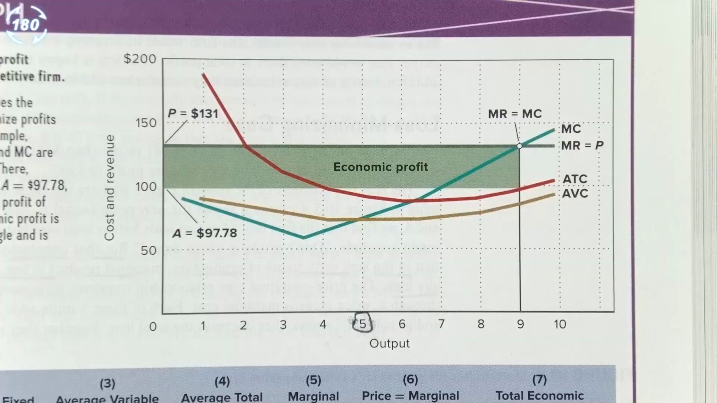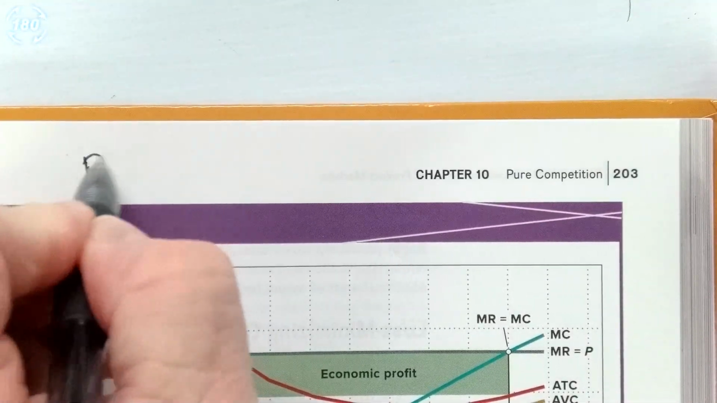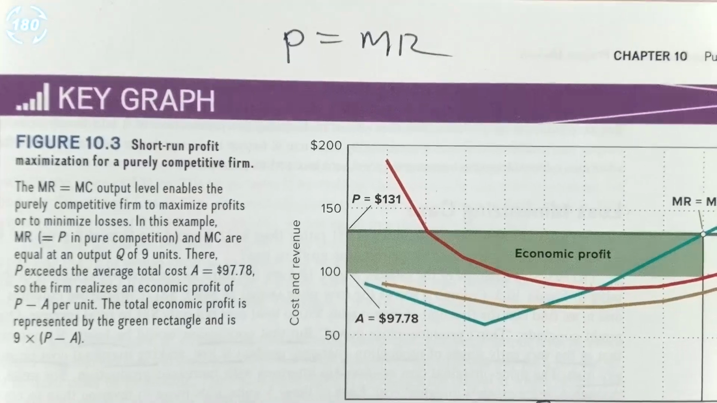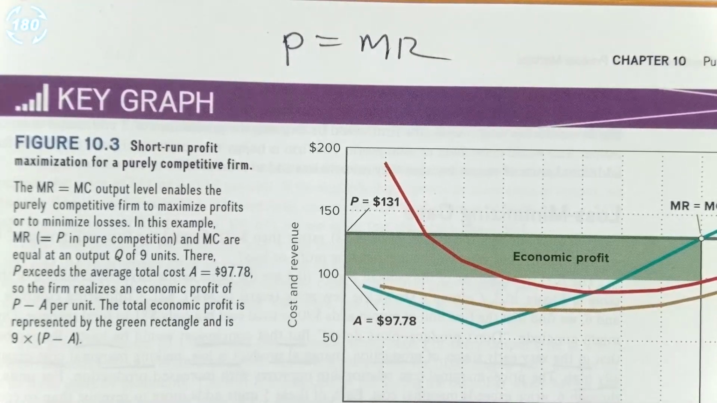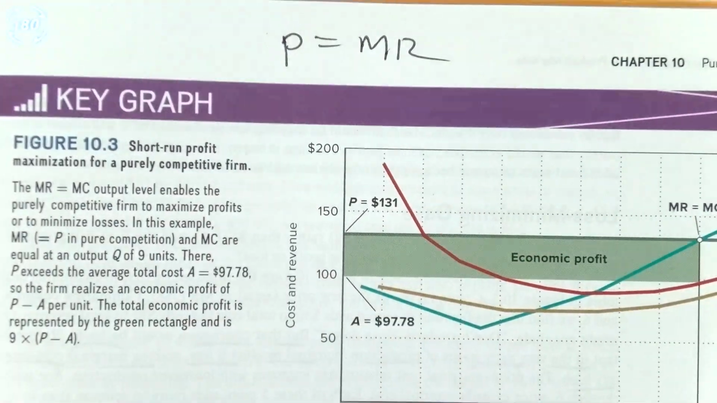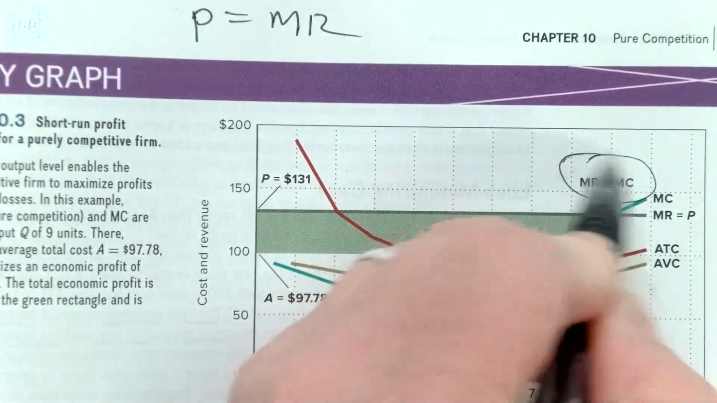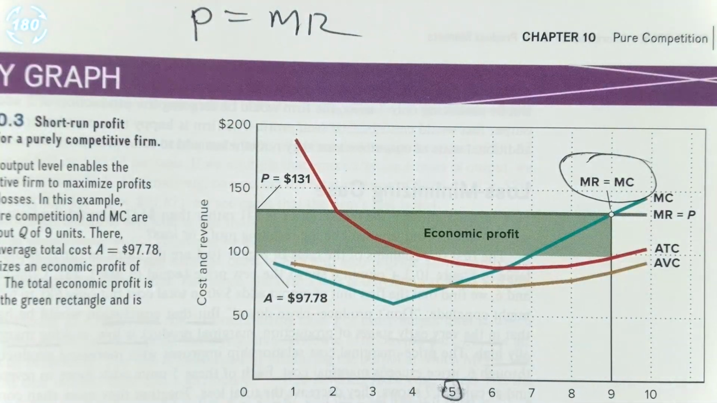Okay, so some things that are evident here. Price equals marginal revenue in perfect competition. Is that true in monopoly? Nope. Price is greater than marginal revenue in monopoly. Okay? But you're a price taker here. The cost curves are the same as before. Always equate marginal revenue and marginal cost in every market structure.